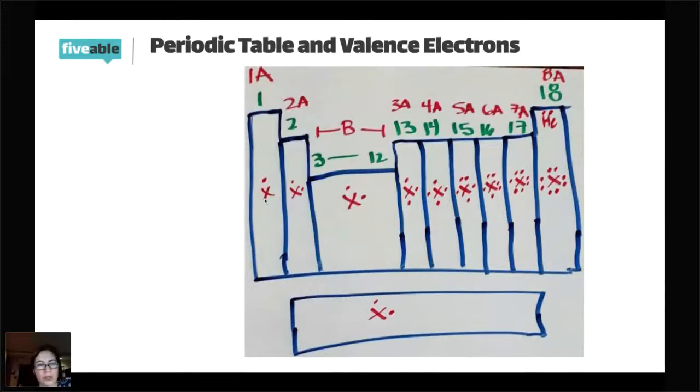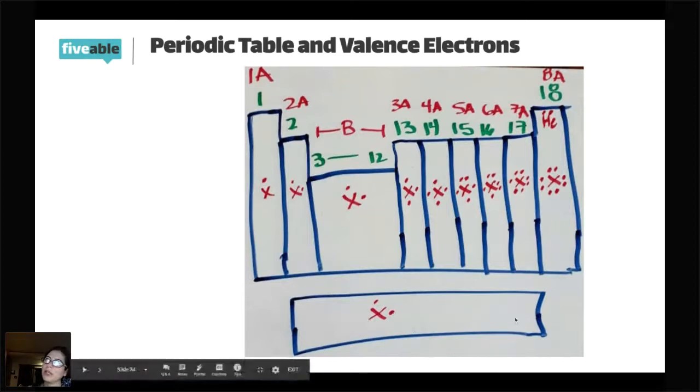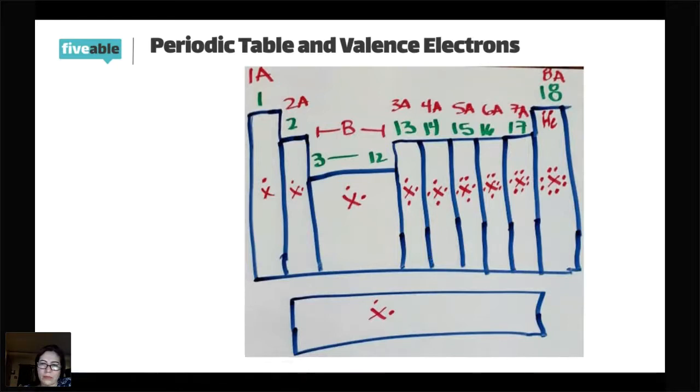And let's go with the trend again. What about the second group? Excellent. The second group will have 2+. What about the transitions? What charge will they normally have? Yes, Luca, 2+, or they could have different charges because remember that they can lose those 2 valence electrons and some of the inner electrons as well.